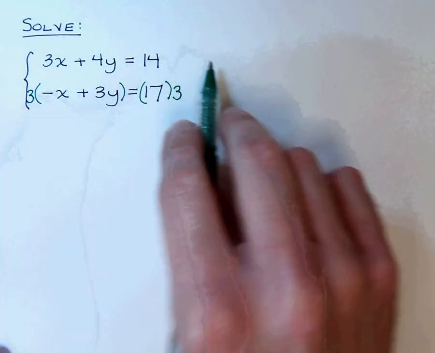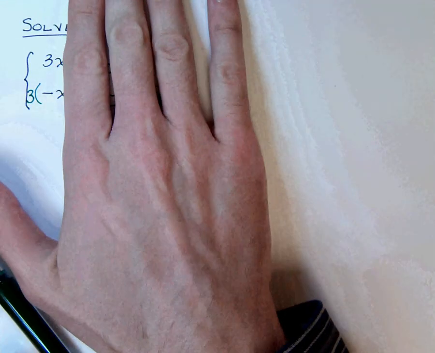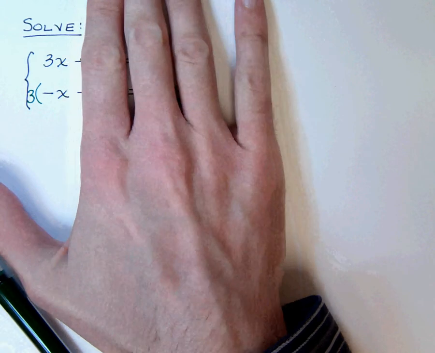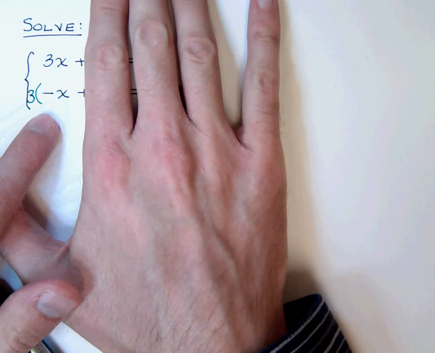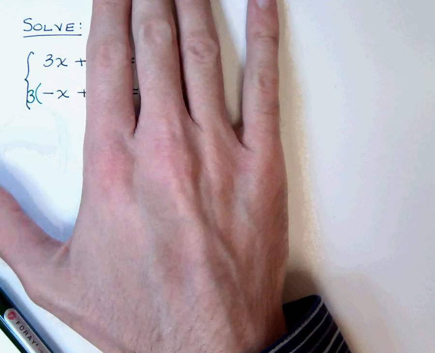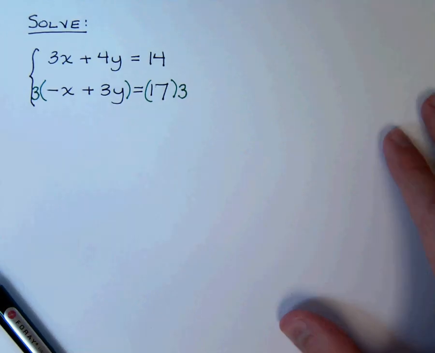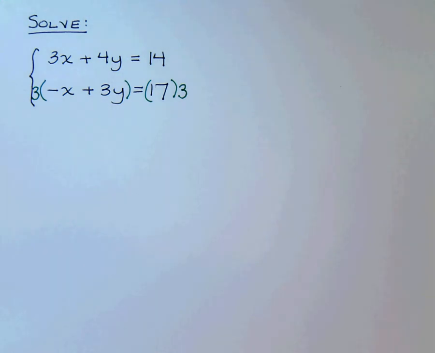Well, look. Let me cover up everything. Look at what you see. I have a 3x here. When I multiply this, I'm going to get a negative 3x. Those guys are going to be opposites. They're going to cancel. And then the only variable that I'll have remaining is my y.